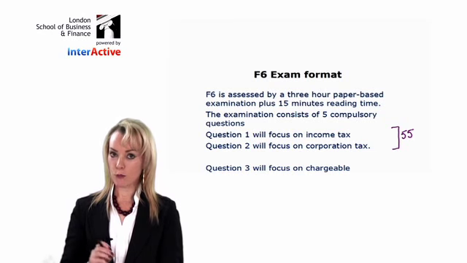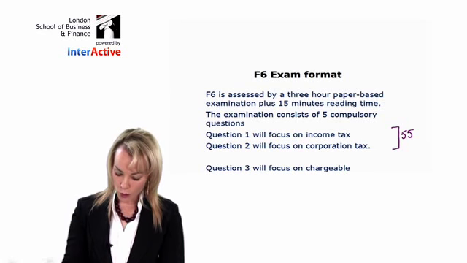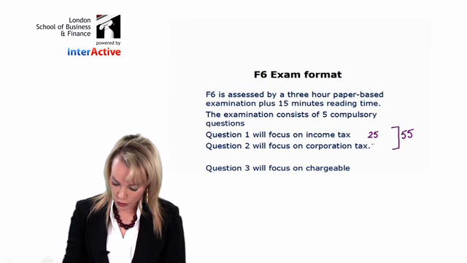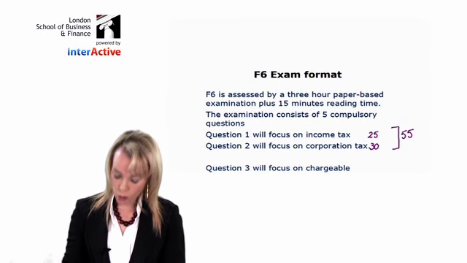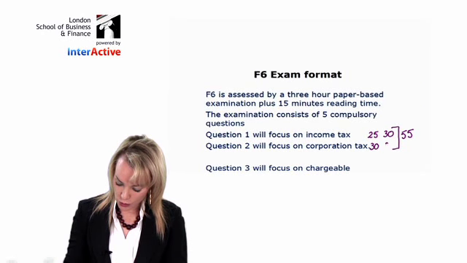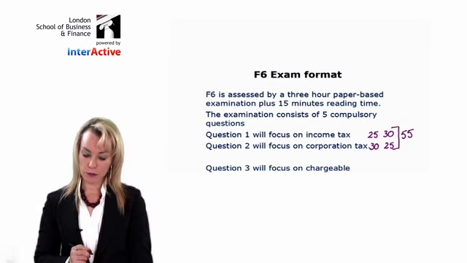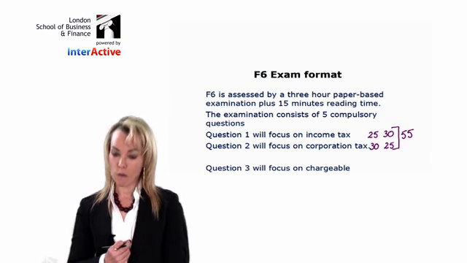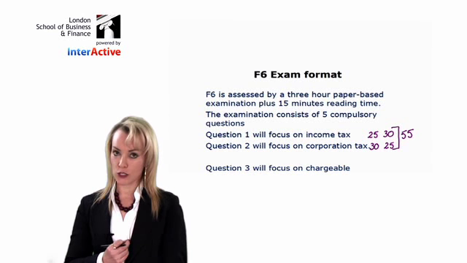So there are 2 permutations really. Question 1 could be 25, and that would mean that question 2 would be 30. Or alternatively, question 1 could be 30 and question 2 would therefore be 25, making up the total of 55 marks. So that's quite a lot of marks there for questions 1 and 2.